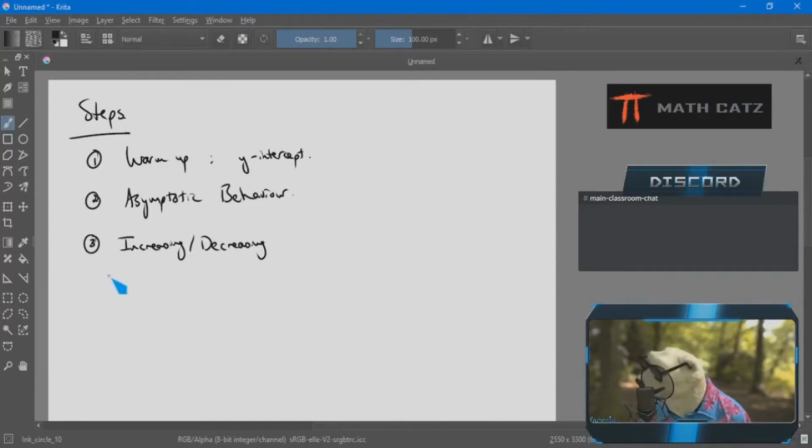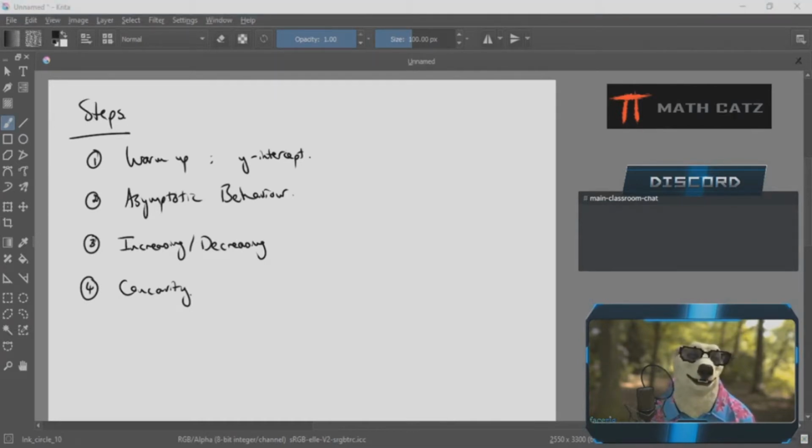So for step 3, we analyze the derivative, see where the function is going up, where the function is going down, critical points, and so on. Then we looked at concavity, analyzing the second derivative. How is the graph bending? Where is it bending up? Where is it bending down? And so on.